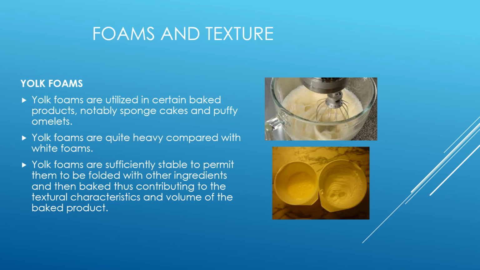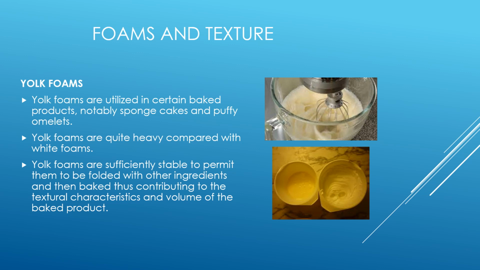The yolk does not have an ability to get doubled in size, but it does get light yellow in color and does increase in volume to some extent. These yolk foams are utilized in certain baked products, notably sponge cakes and puffy omelets. Yolk foams are quite heavy compared with white foams, probably because of the high density of yolk.